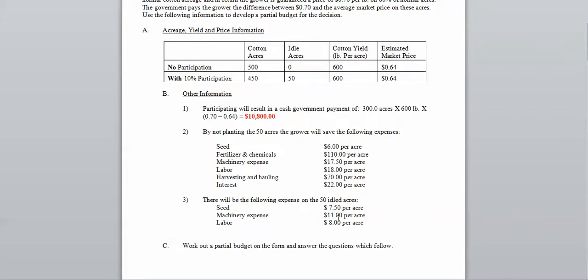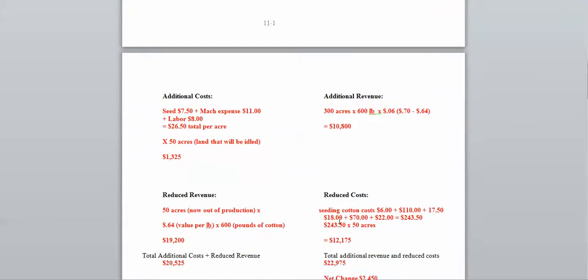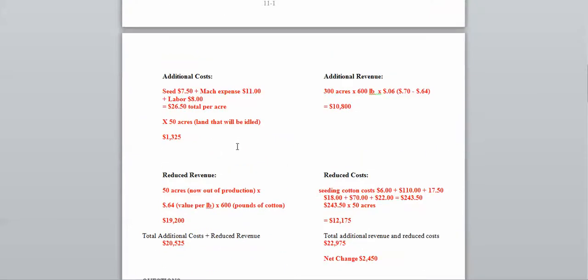So let's go ahead and look at a partial budget. First of all, here's how a partial budget is organized. It's additional cost and reduced revenue on one side. In other words, those are the negatives for making the switch from one enterprise to the next. We have the additional cost of making the switch, and we have the reduced revenue. The positives of making the switch are the additional revenue and reduced cost. So let's take a look.